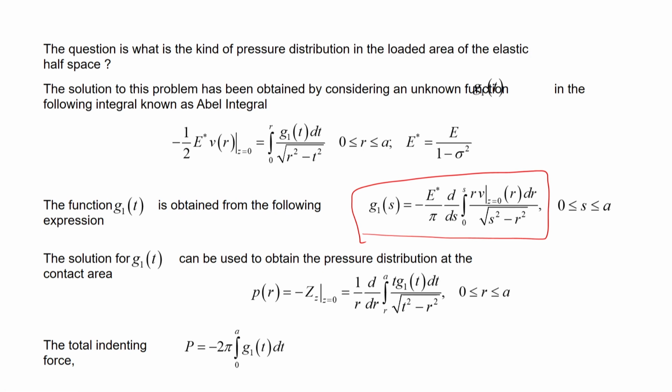Here we have to follow these equations, the procedures that we have discussed in the last lecture. First we have to determine G1 of s using this equation, and then whatever G1 we estimate, we substitute here to get the pressure distribution p of r as a function of r, and then from there we get the total load, etc. So, we will take up this analysis in the next lecture. Thank you.